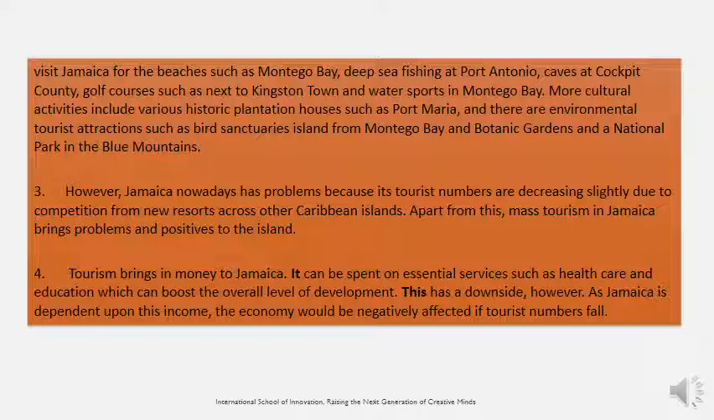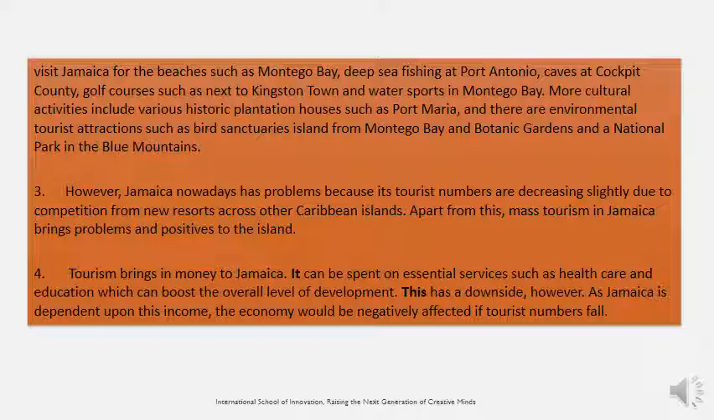This is one of the positive points. It can be spent on essential services such as healthcare and education. So the money or the profit that they gain from tourism, they spend this money on essential services such as healthcare and education.